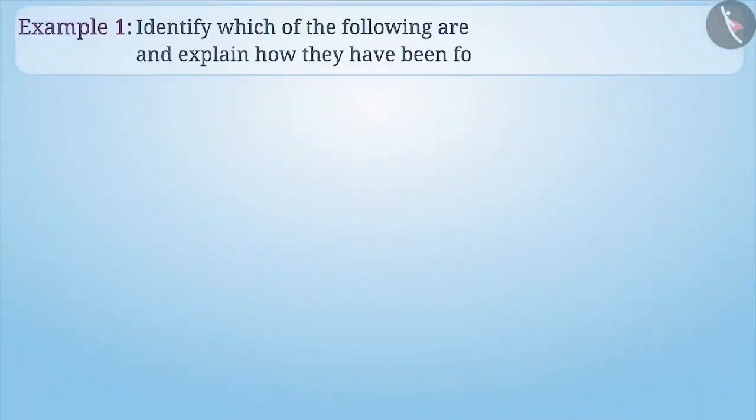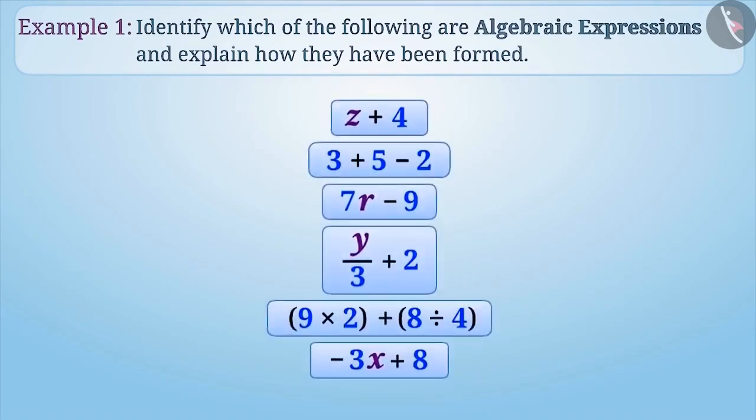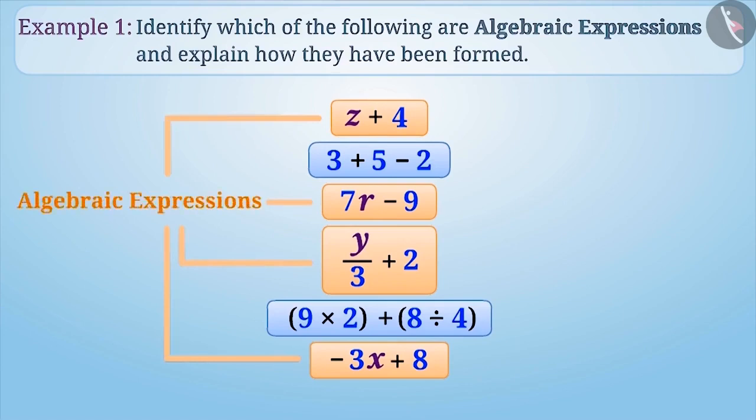Identify which of the following are algebraic expressions and explain how they have been formed. Look at these expressions carefully. We can see the use of variables in them. These are called algebraic expressions. If we look at the other expressions carefully, we see that they have fixed numbers and there is no variable. Hence, these expressions are not algebraic expressions.